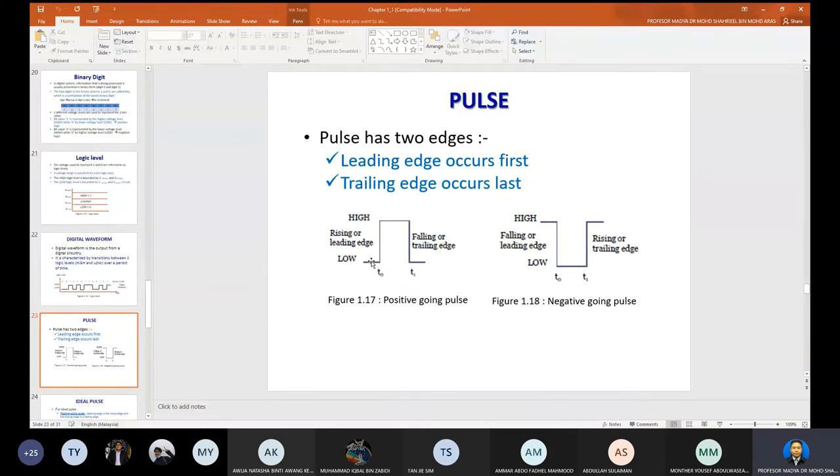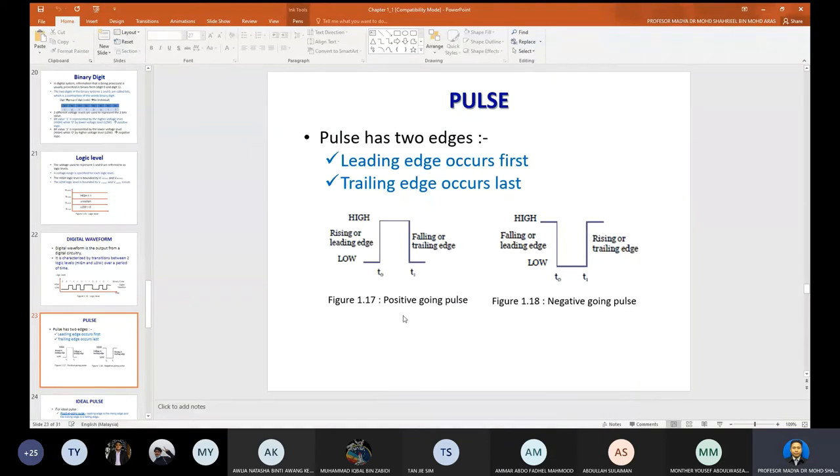For positive going pulse, this means from 0 to 1. For the negative going pulse, it is from high to low. This means from 1 to 0. You can see the negative from high to low, from 1 to 0. This one we call the negative going pulse, and this one from low to high is the positive. Some of the books refer to the rising or trailing edge for the positive, and for the negative, falling or leading edge. Normally for our class, we use the positive going pulse or negative going pulse, depending on the reference book.